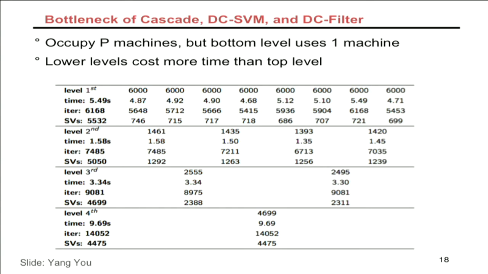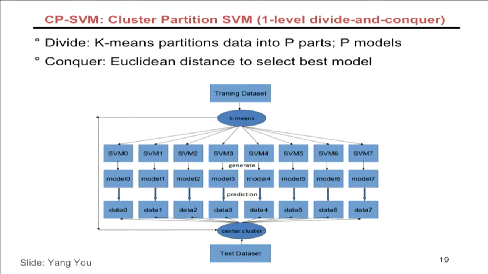Well, how can I solve this problem? The next attempt is the cluster partition SVM. Really, you do, again, k-means to partition the data. So you use the good idea for accuracy. But instead of doing a tree reduction, everyone trains their models, and some global merging happens here. Okay, good.